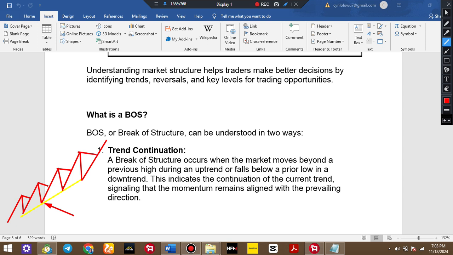So with the help of BOS, you can easily understand if the price is in a continuation phase or if it is in a reversal phase. But currently we are talking about the continuation trend BOS, the continuation BOS.